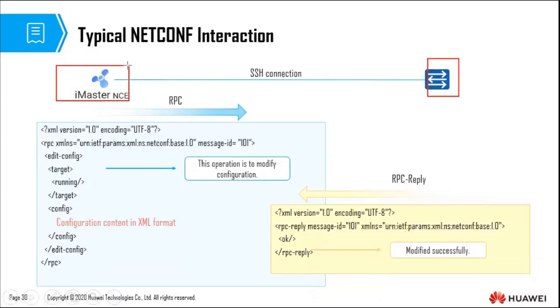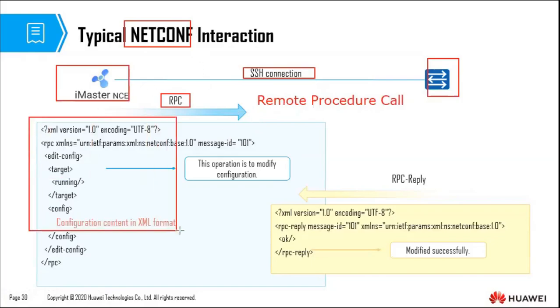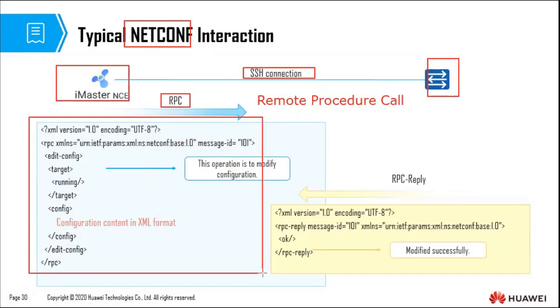Now, normally, NetConf uses SSH, secure shell, to connect. Then it will send what we call an RPC. An RPC is a remote procedure call. If you've learned about operating systems, then you know what an RPC is. So here, the RPC simply is the message that we want to send. We want to send this message to this guy.